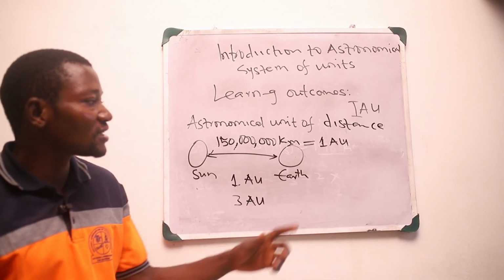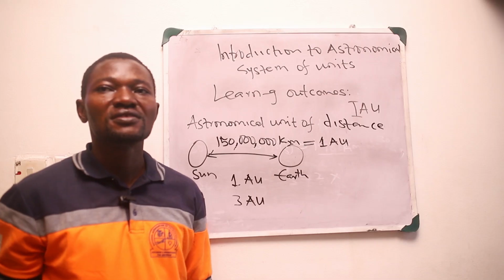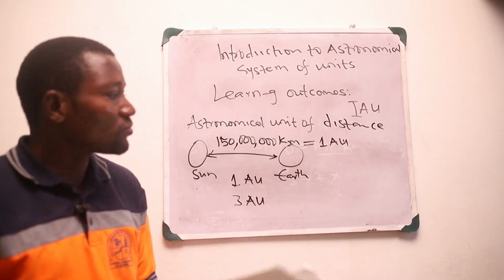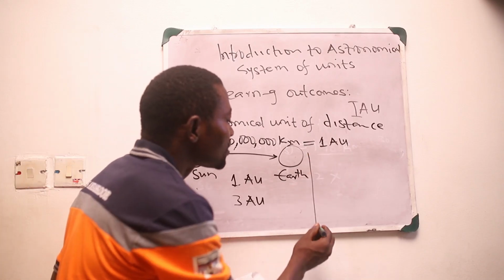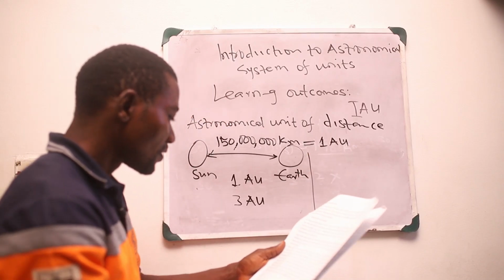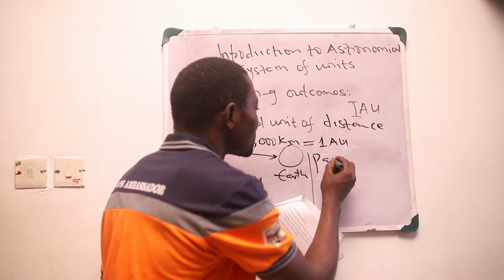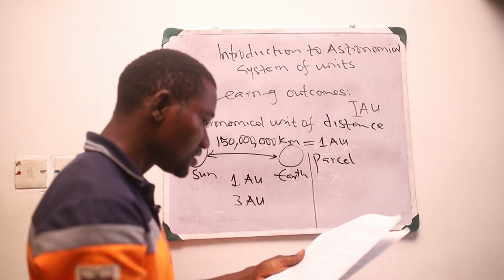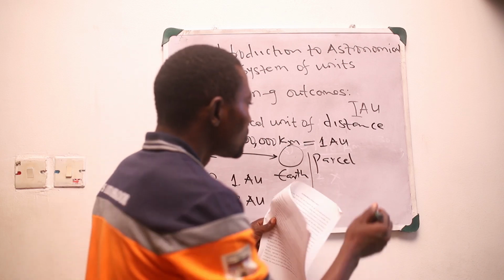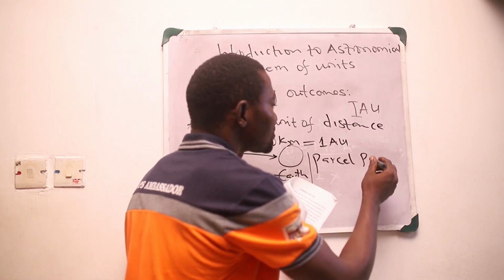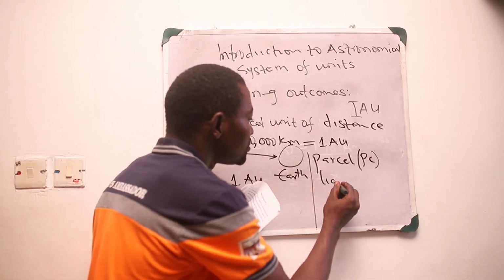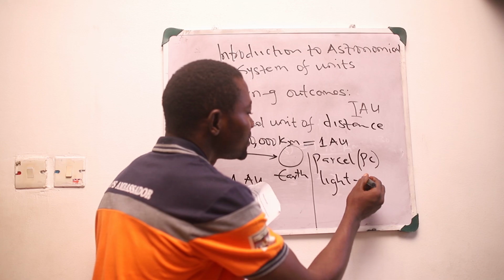astronomers thought it wise that even this may not give a better representation. And we have other units for distance, and one of them is parsec. Parsec is another unit for distance, PC. And besides this, we have another unit called light year.